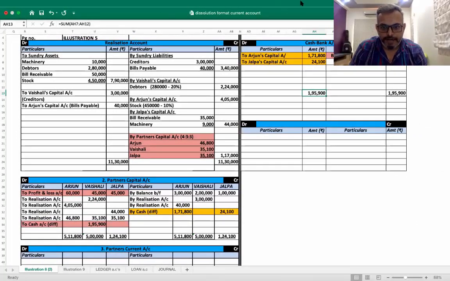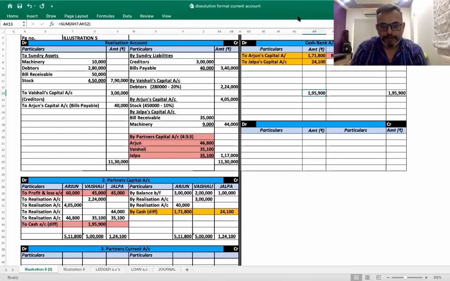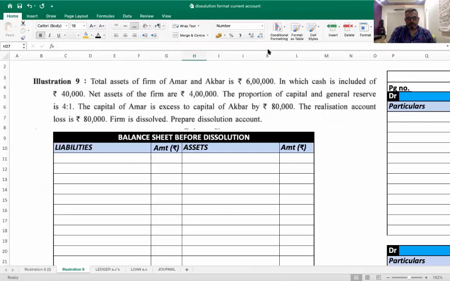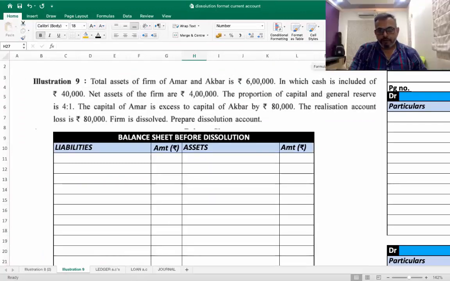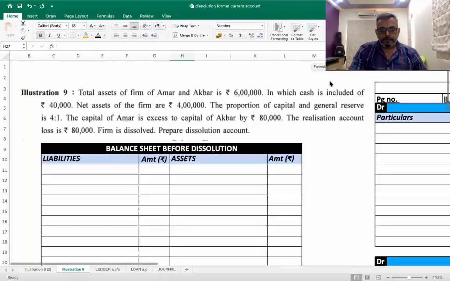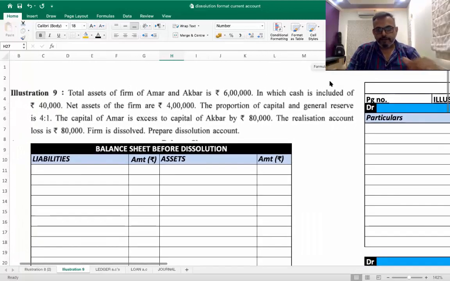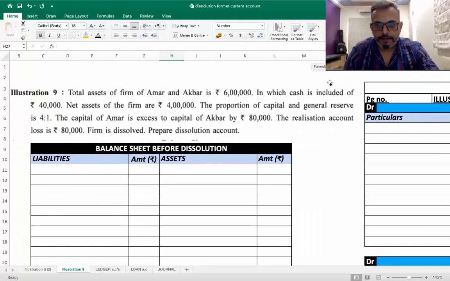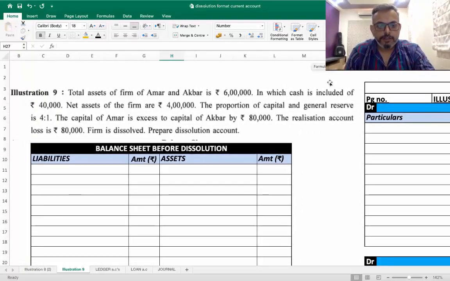Okay, if done, make format for the next sum. Illustration 9, again a very important sum, a type of short sum which can come in your exam. Okay, now come on to your textbook. Let's read the sum, a typical sum, so please be careful.